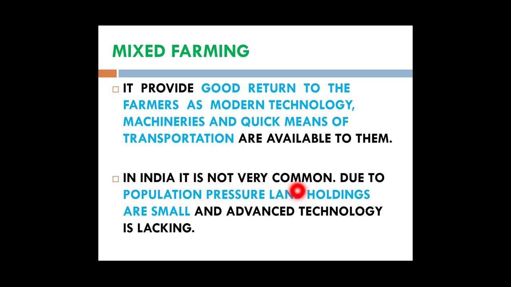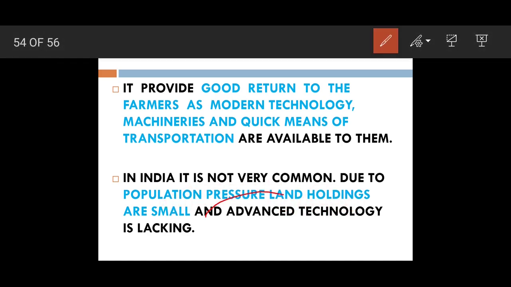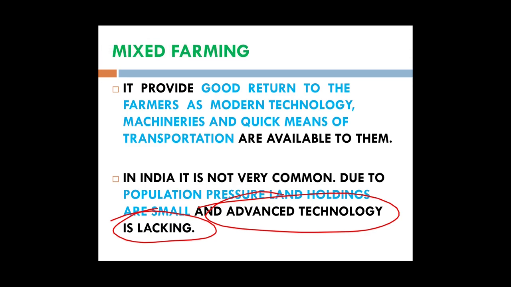In India, it is not very common due to the population pressure, and land holdings are small, and there is also a lack of modern technology. So these are the limitations in India. India has a high population pressure, and the land holdings are very small to maintain crops as well as to maintain the cattle, the livestock, the animals. So therefore it's not very suitable in this condition of India, and even the Indian farmers do not have access to very advanced technology. So this is not very much in practice in India.